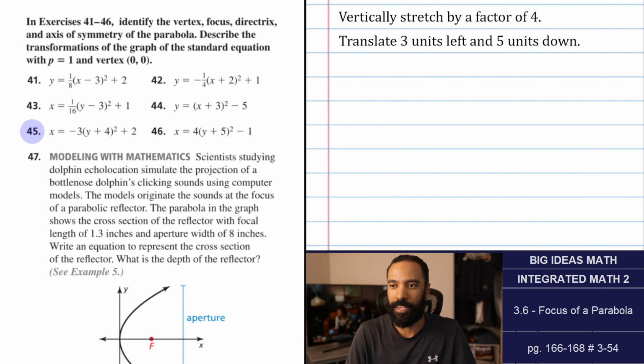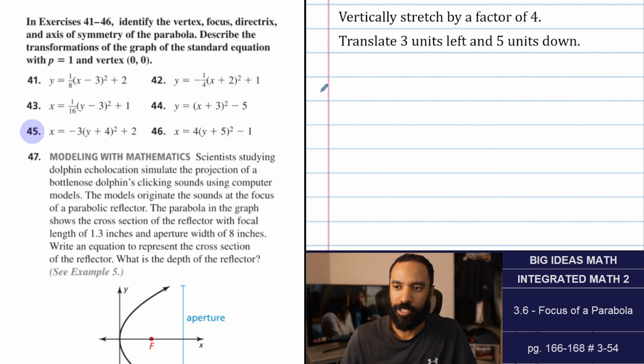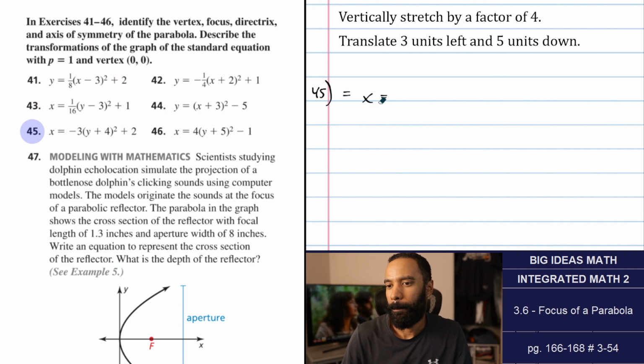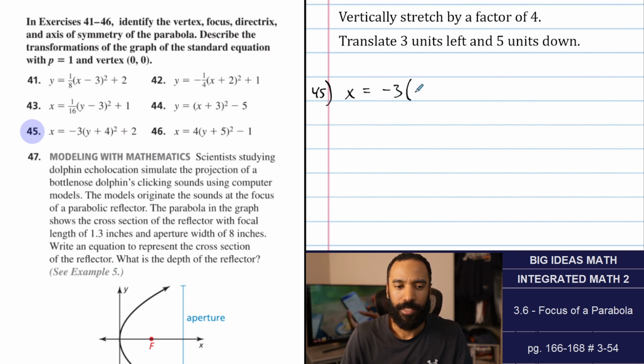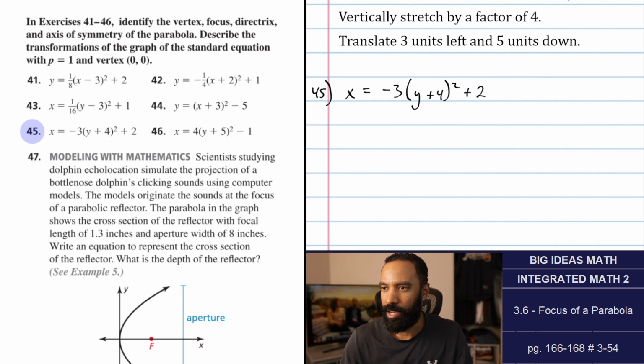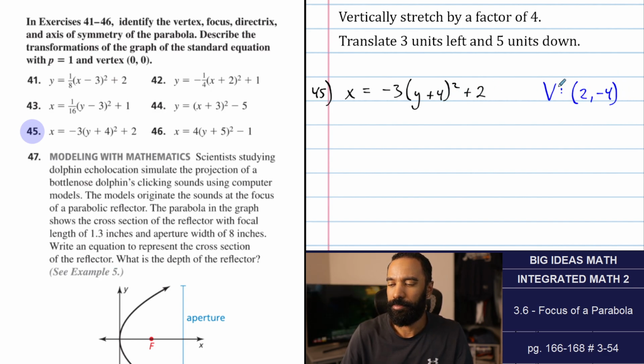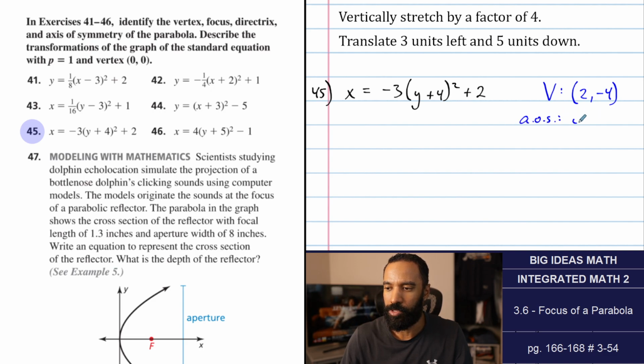Number 45, x equals y squared, but it's a negative y squared. So 45, we're going to get x equals negative 3 times (y plus 4) quantity squared plus 2. Again, an x equals y squared equation, we have to be careful. Your h is here, your k is here. So your vertex is at 2, negative 4. Your axis of symmetry is a y equals equation. It's going to be y equals negative 4.